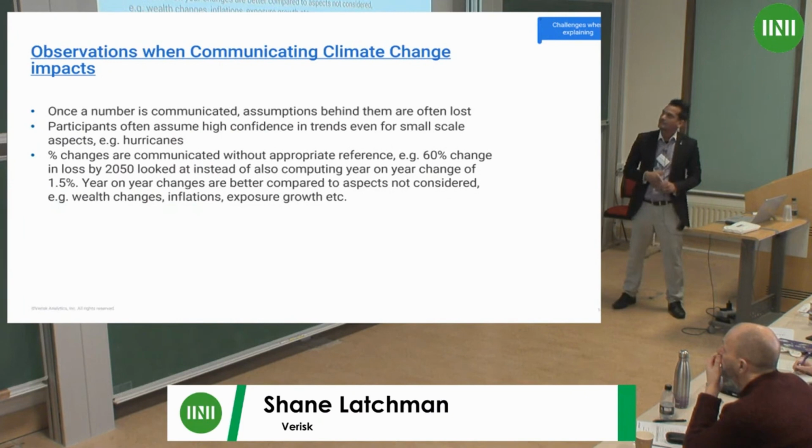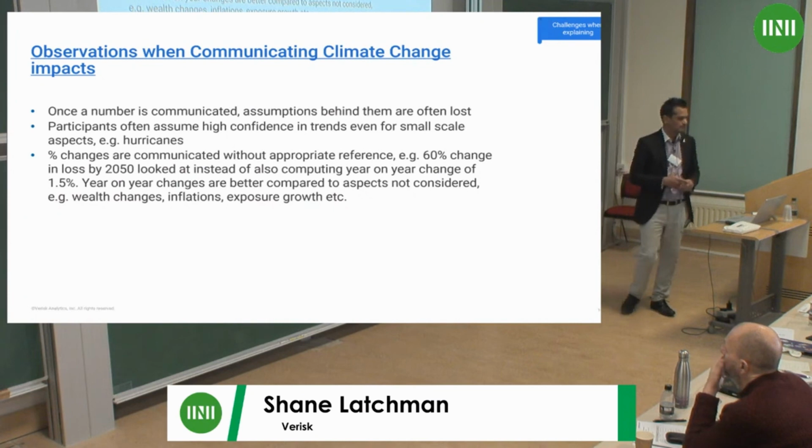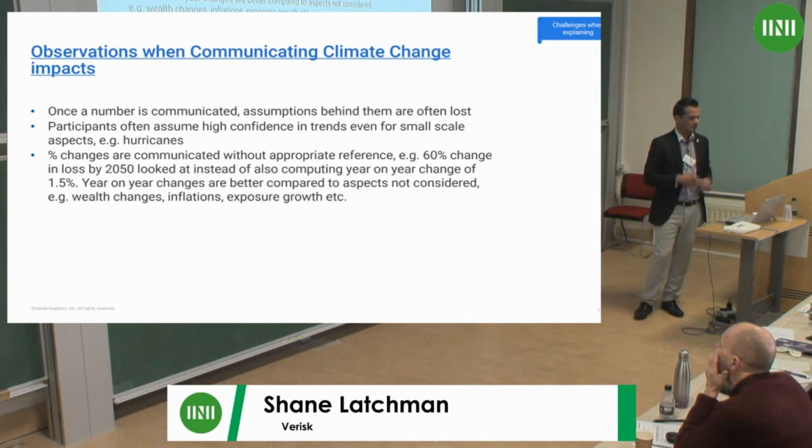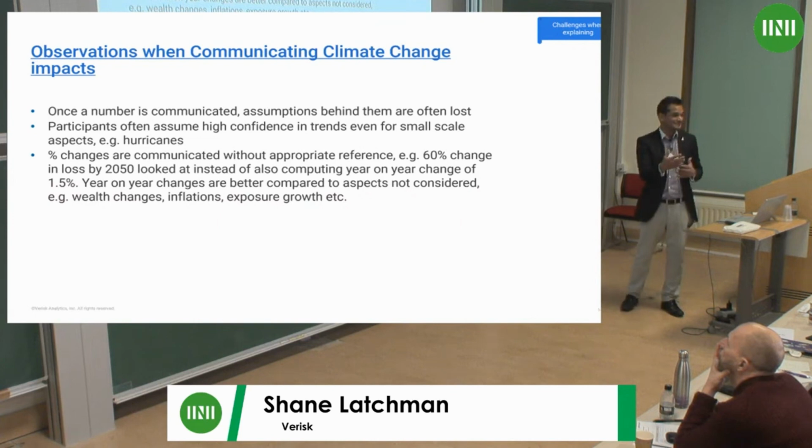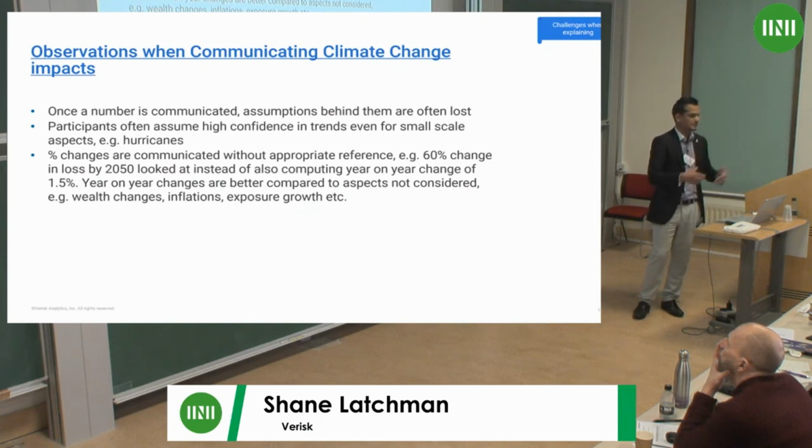One of the observations when communicating climate change impacts, as I said, a very, very hot and important topic right now, is that once a number is communicated, the assumptions behind it are often lost. The main thing I mean with that is with climate change, you're very certain about certain things, right? You have very high confidence in some things, like sea level rise and large-scale systems getting hot and wet and so on. But very small-scale things like tornadoes or hurricanes, you have a lot less confidence in. But you still need to quantify and put numbers to things in order to get some understanding of what will happen to your portfolio. But then when you do that, that idea of confidence gets lost. You're not so confident, let's say, but you still need to do some testing. And so that's what I mean with the assumptions can get lost.